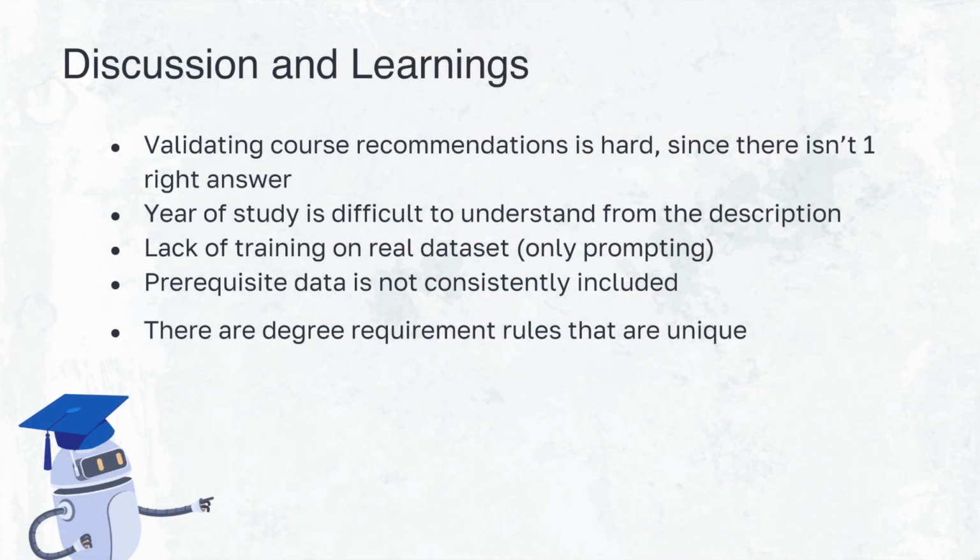Okay, so here is what we learned. First, it's very hard for us humans to evaluate the course recommendation results because there is no absolute truth. Second, we found it is very difficult for GPT to understand the year of study and the course level from the course descriptions. Also, our model lacks training on a real dataset. Lastly, I'd like to mention that some factors like prerequisite data and unique degree requirements were ignored, so we may consider them if we do this project again. Thank you.